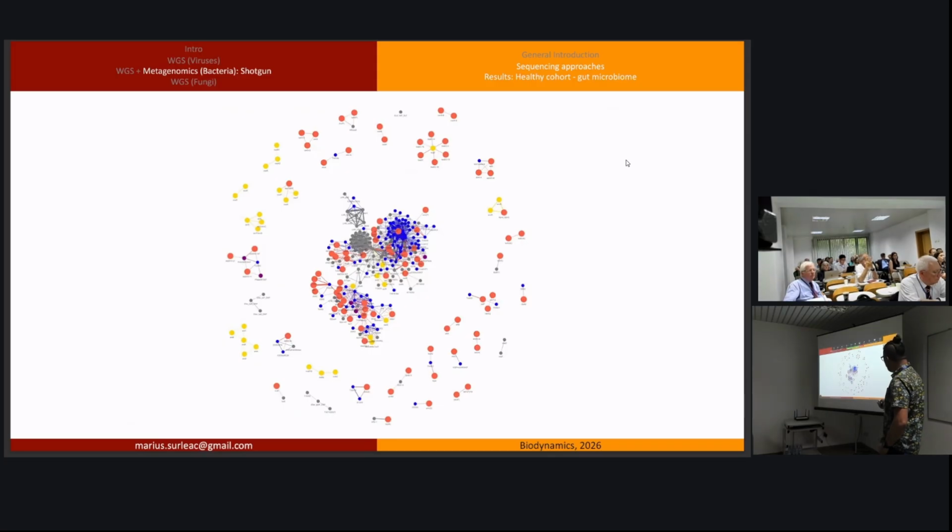And in this example, we have analyzed a cohort of healthy people, mostly from a rural area, and we noticed some antibiotic resistance genes in their genomes. With red, with yellow, we have biocide resistance genes, and with blue, you have mobile genetic elements.